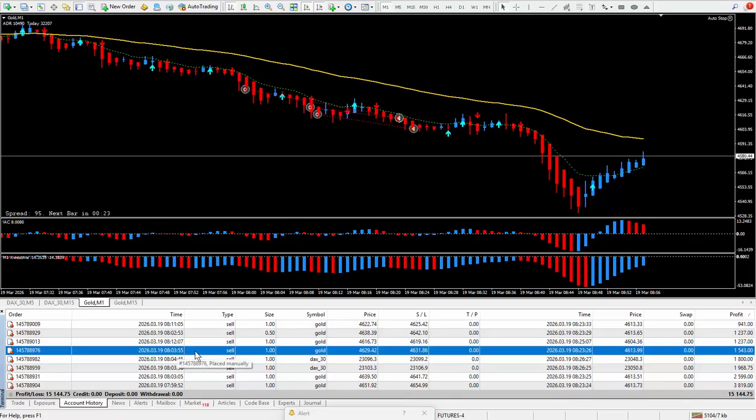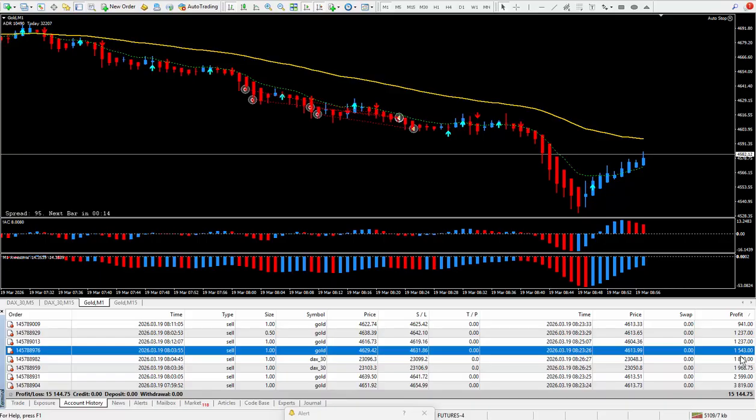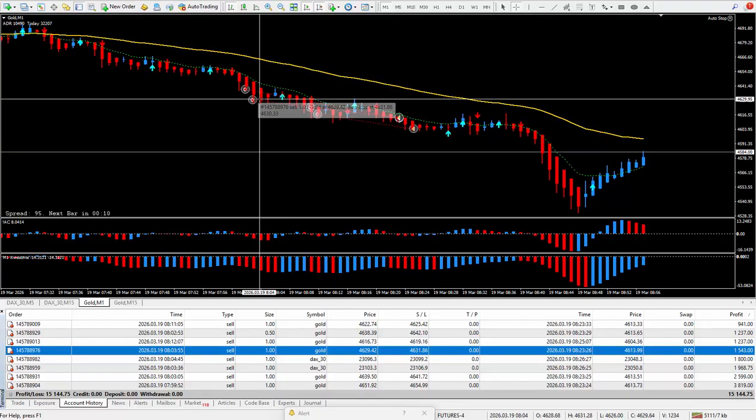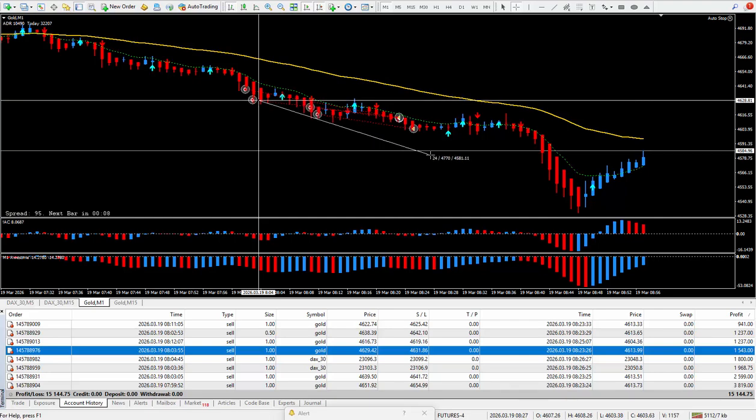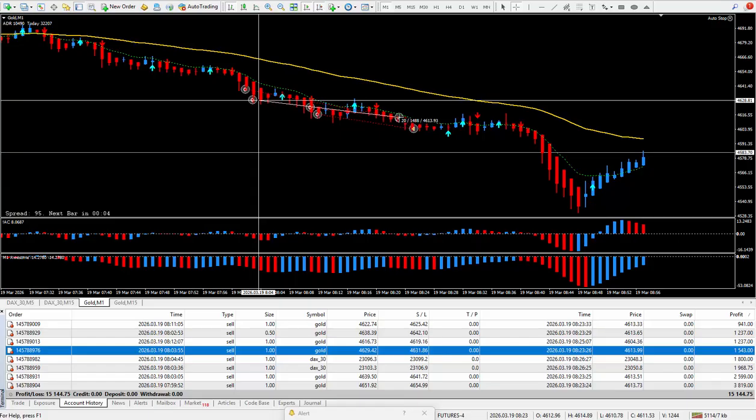Took it 9 minutes before, so 9 candles before. So it should be this one. Looking at the money, this should be 154 ticks. Let's see if we can find that. 154. Which one is it? 154. It's got to be this one.